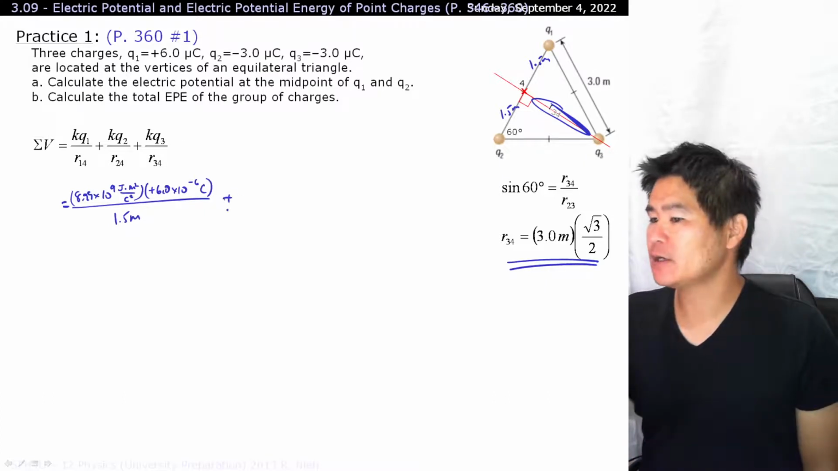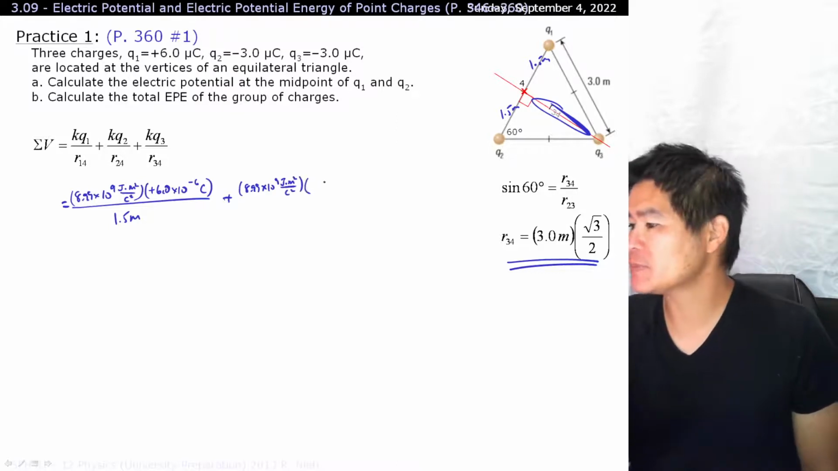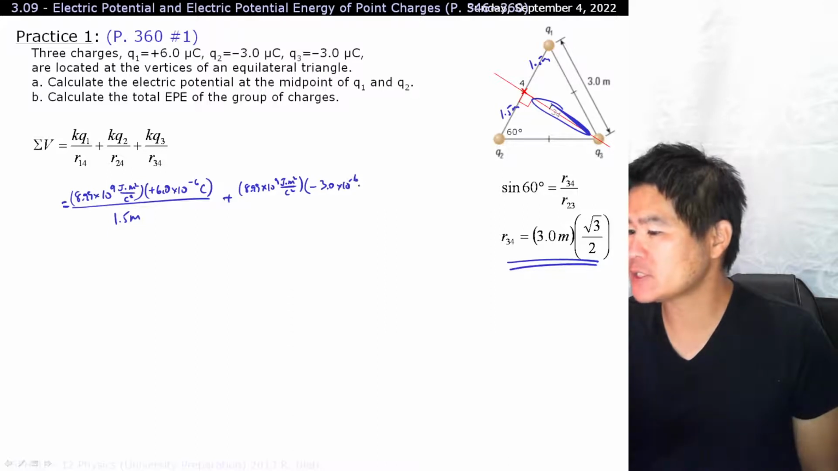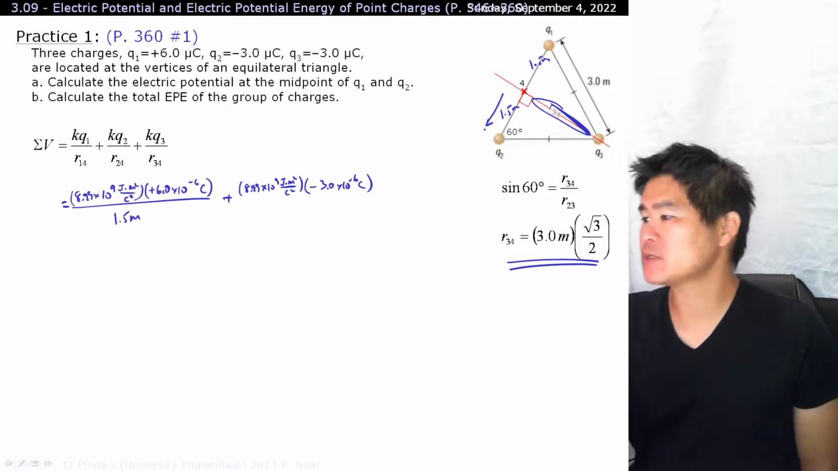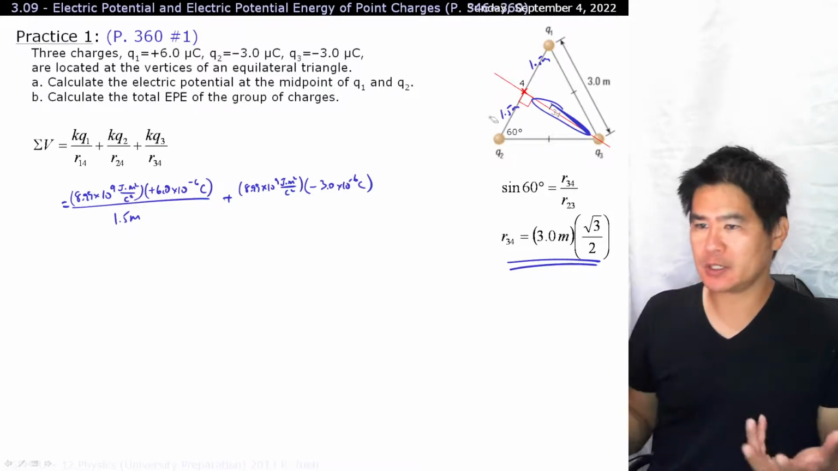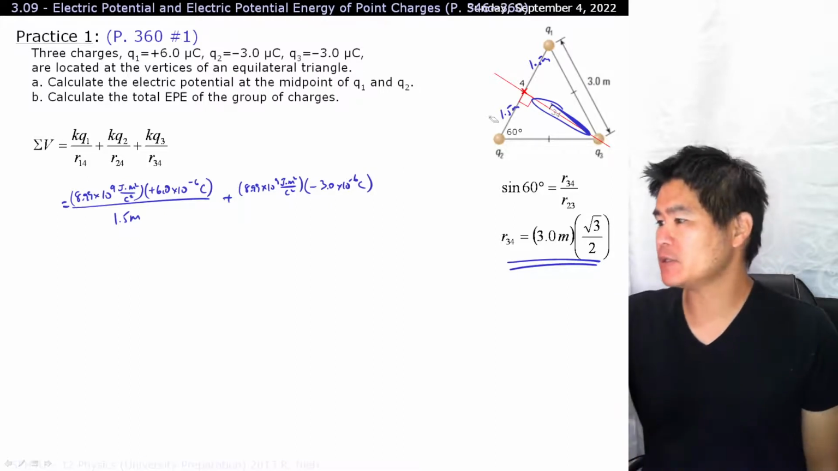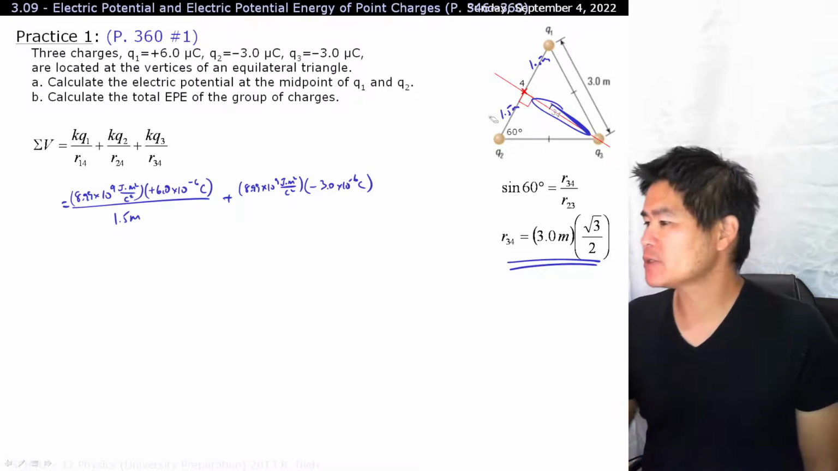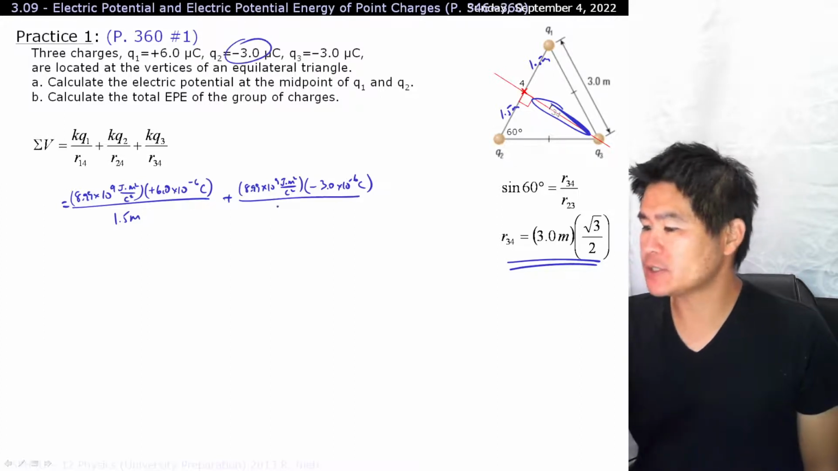Then we're going to add 8.99 times 10 to the 9 joules times meter squared over coulomb squared times negative 3.0 times 10 to the negative 6 coulombs, as that vector is pointing this way. And we don't have to worry about components or anything, because voltage is a scalar quantity. The minus sign will take care of that part for us, because it was at negative 3 microcoulombs. This distance over here is still at 1.5 meters.